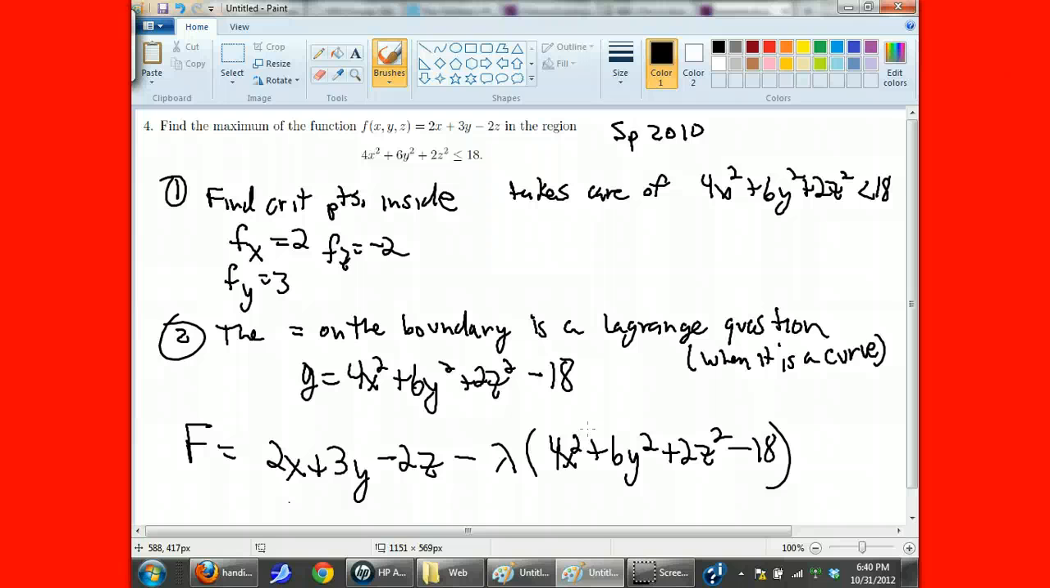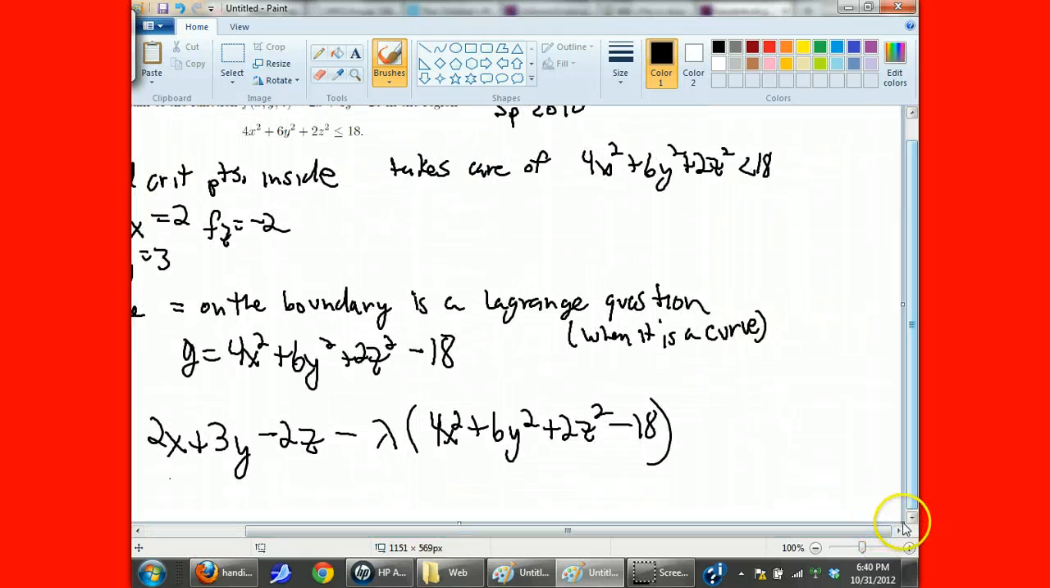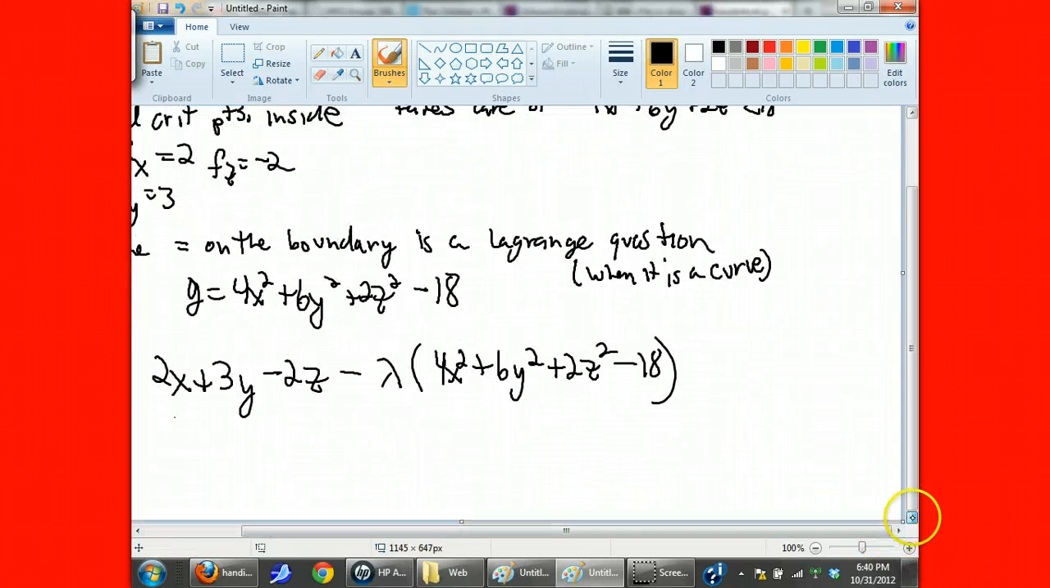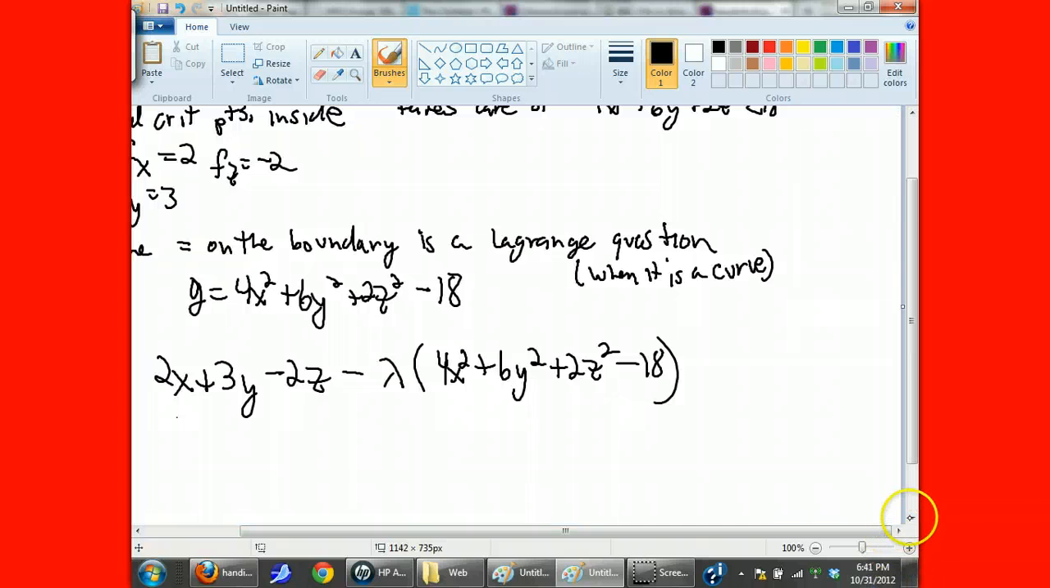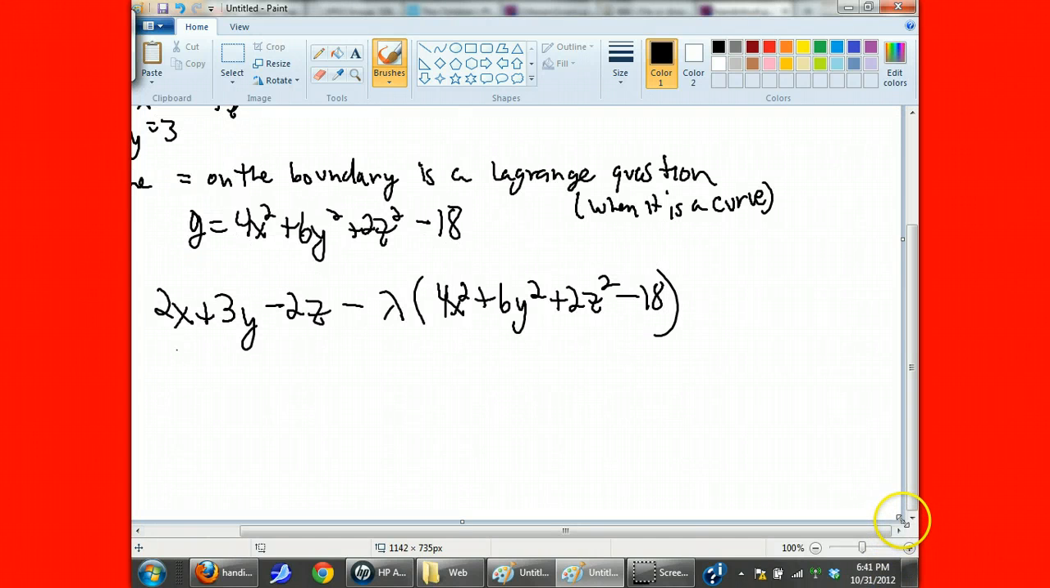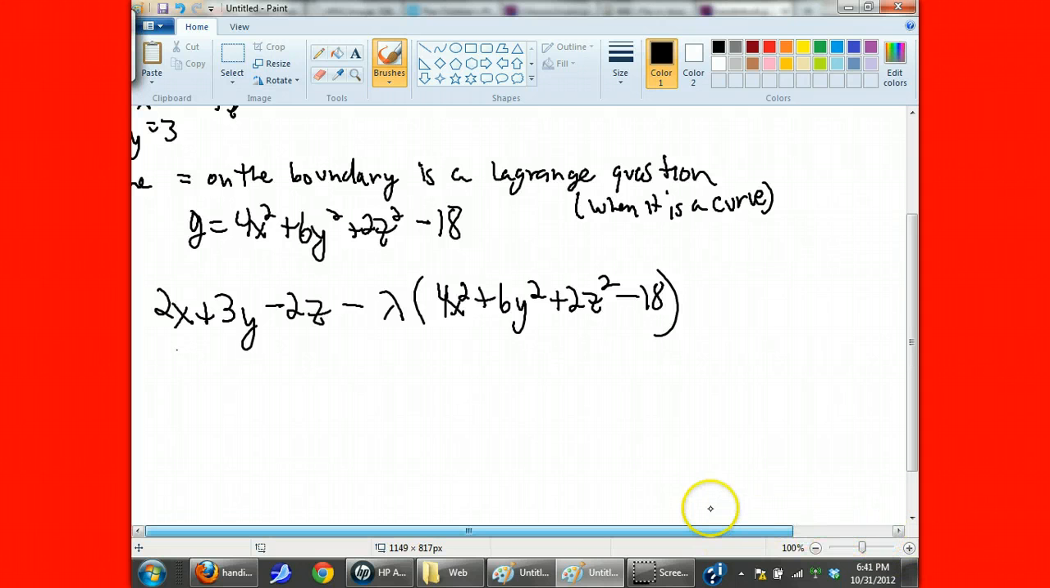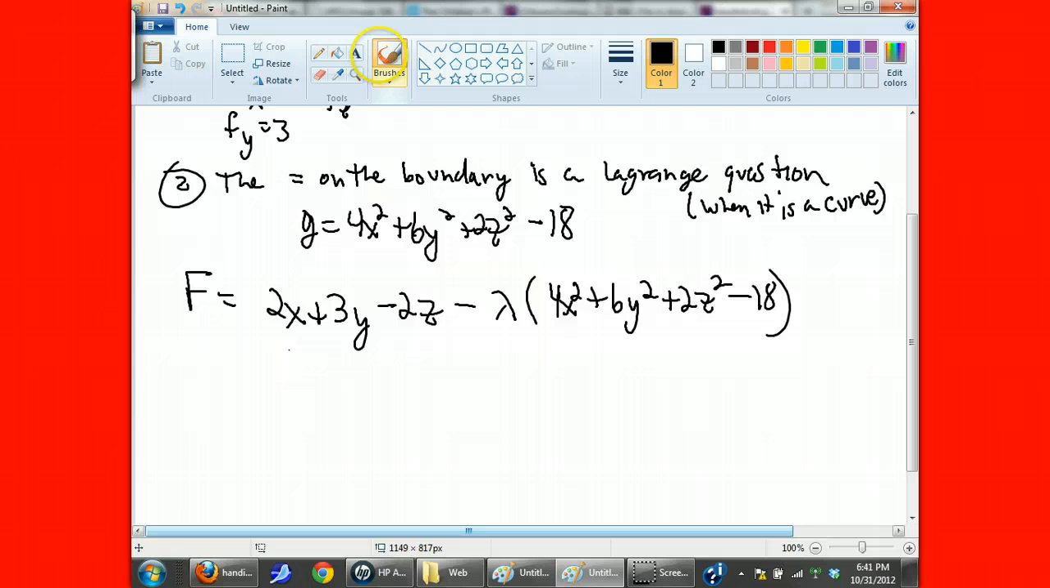Yeah. So we have fx, fy, fz. This shouldn't be that bad though. With the little f being so reasonable as far as the partials on it, this should be manageable and really doable. Let's try it out. Let's see. F sub x is what? 2 minus 8 lambda x.